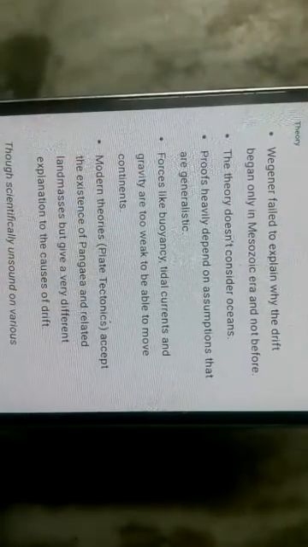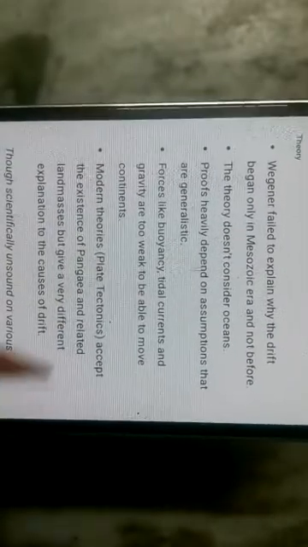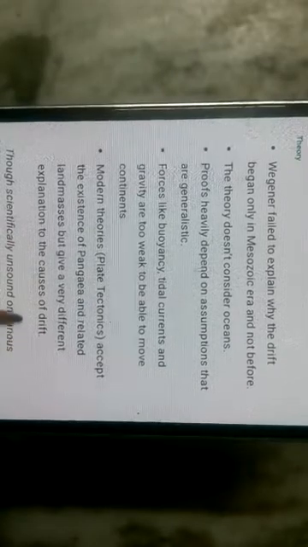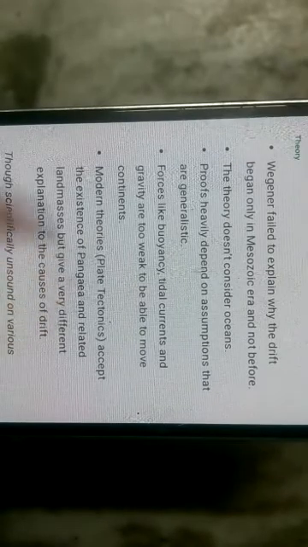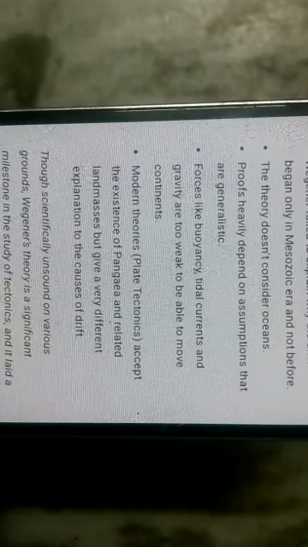Modern theories like plate tectonics accept the existence of Pangea and related landmasses but give a very different explanation of the cause of drift. They accepted that there was a Pangea and there was a drift, but the evidence and the forces were very different. So this is the theory given by Wegener. This is the most important theory.